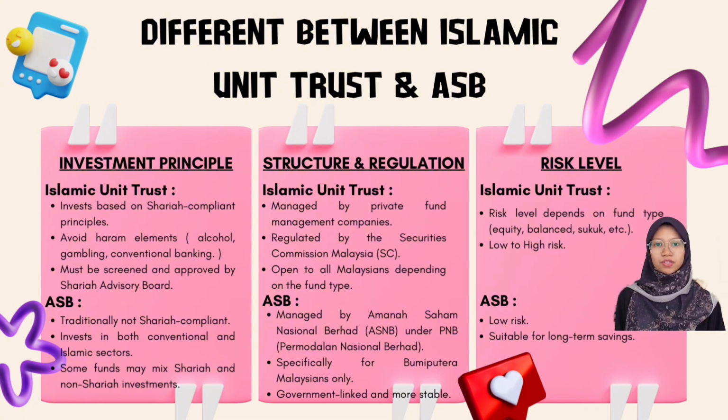Next, Islamic Unit Trust is managed by private companies and regulated by the Securities Commission. Meanwhile, ASB is managed by Amanah Saham Nasional Berhad under PNB. It's only for Bumiputera Malaysians and it's more stable because it's linked to the government. Lastly, Islamic Unit Trust can have low to high risk depending on the fund. Meanwhile, ASB has low risk and is good for long-term saving.